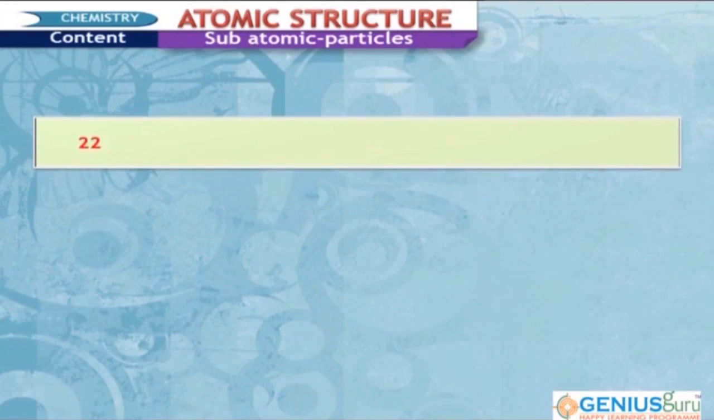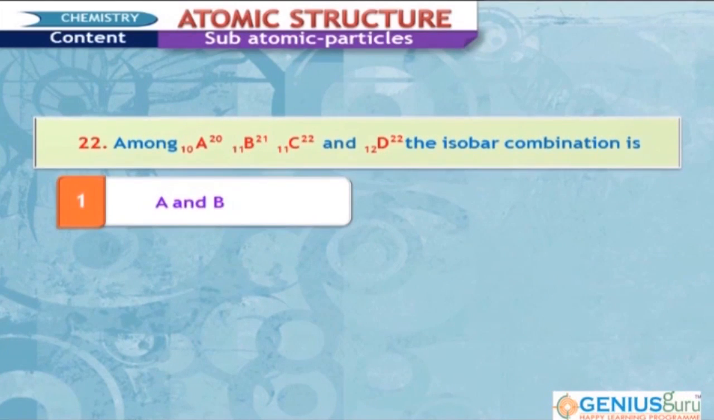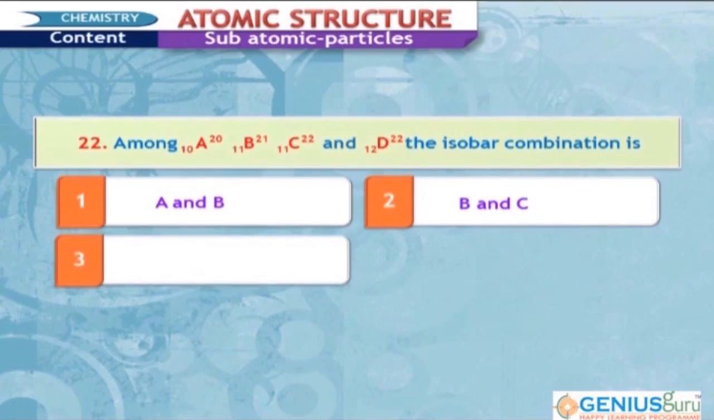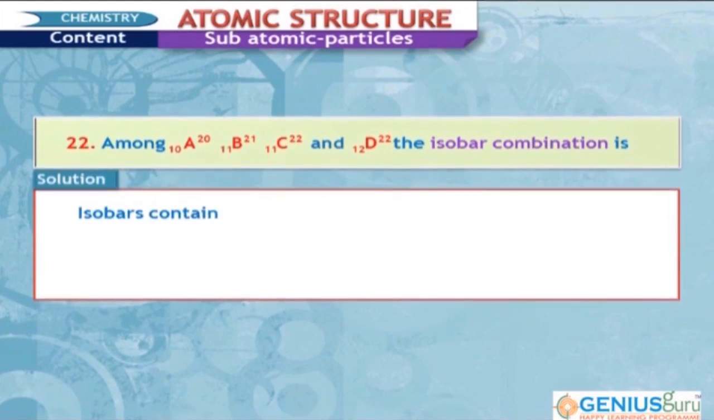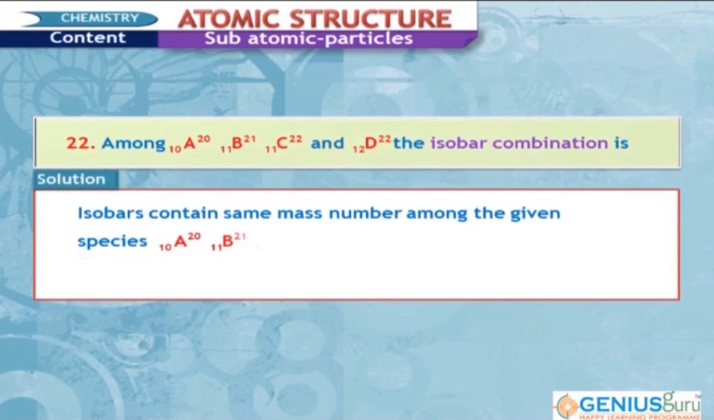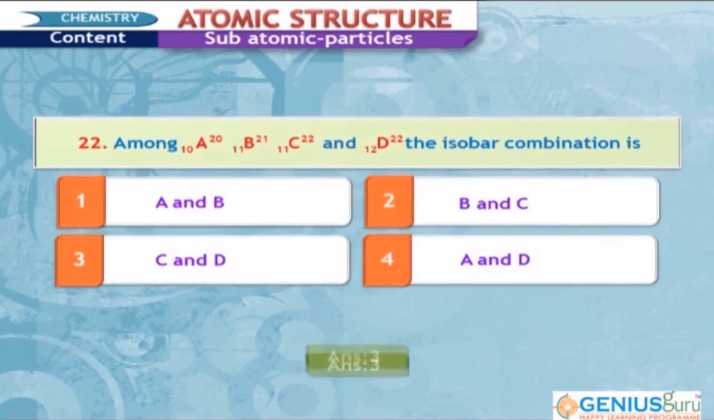The next question is, among 10A20, 11B21, 11C22 and 12D22, the isobar combination is. Here are the options: the first one is A and B, second one is B and C, third one is C and D, and fourth one is A and D. Isobars contain the same mass number. Among the given species, both the elements C and D have the same mass number. Hence the correct option is 3.